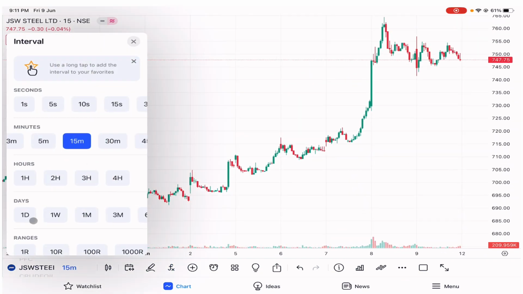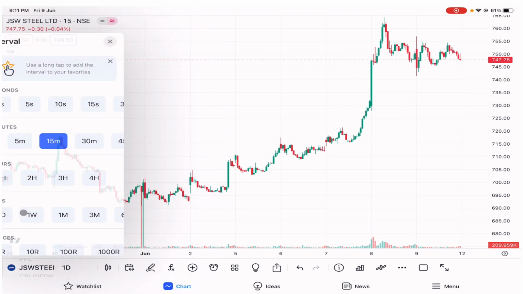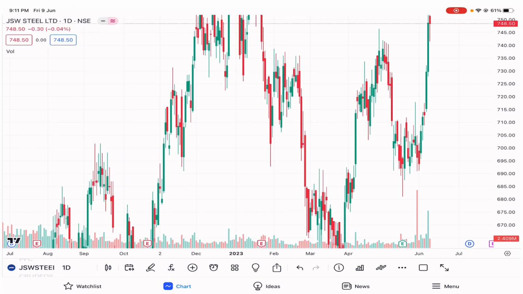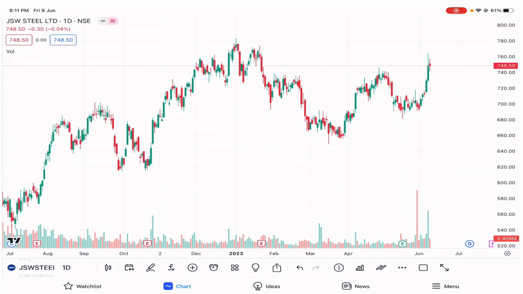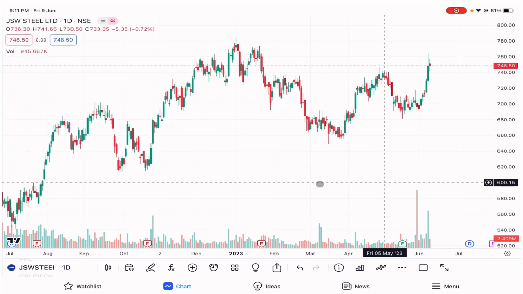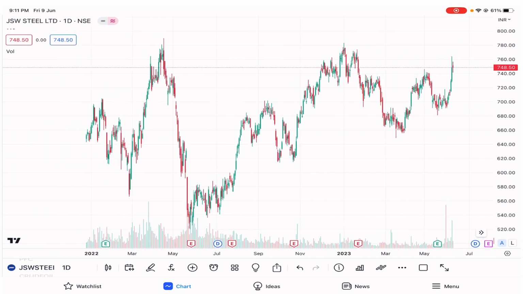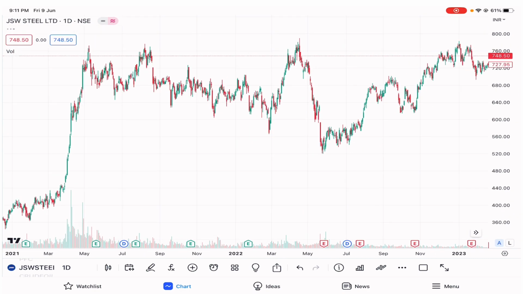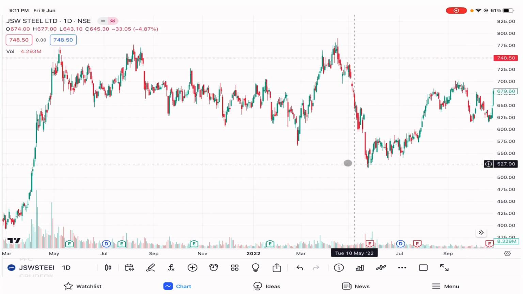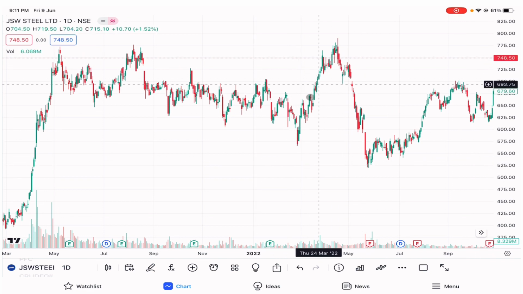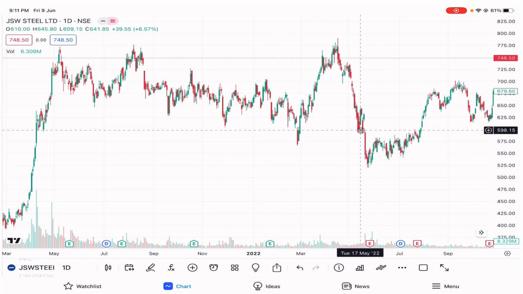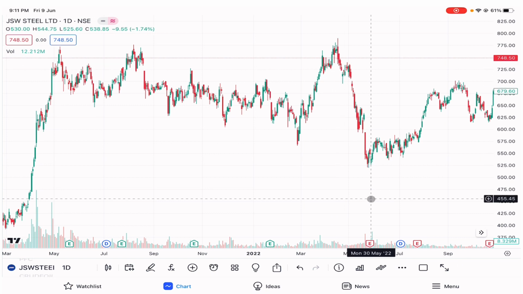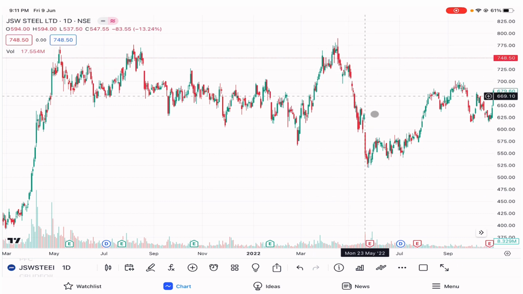And if I go to the daily chart, look at this. Look at the volumes over here. So here there is an uptrend, here there is a downtrend, there is a downtrend. Okay, look at this, there is a downtrend over here, but the volumes are not so strong.